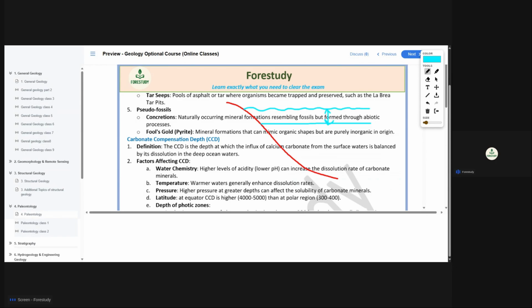The photic zone is the area which is lit by sunlight. So this whole area will be considered as a photic zone. It is usually up to 200 meters depth from the mean sea level. This is the mean sea level, MSL. So the photic zone is up to 200 meters of depth.